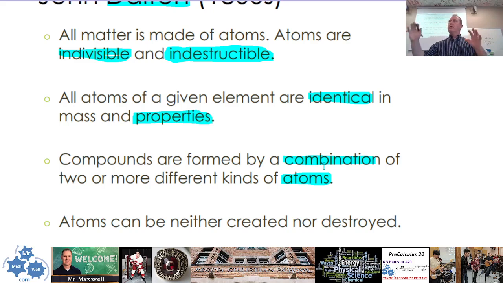So the atoms that we kind of know about on the periodic table over there, if you take little combinations of them, they make compounds. And there's a whole bunch of different combinations that is possible there.